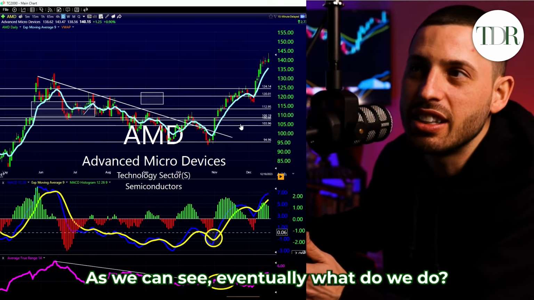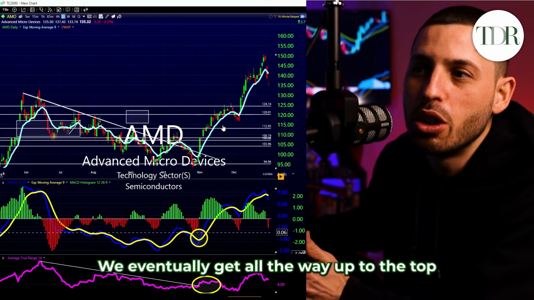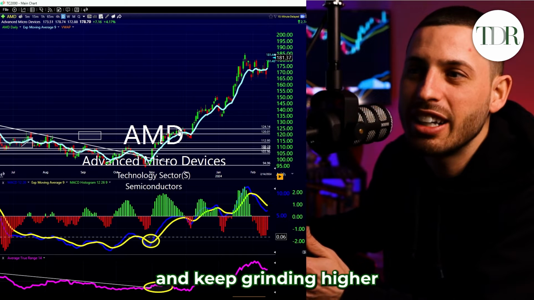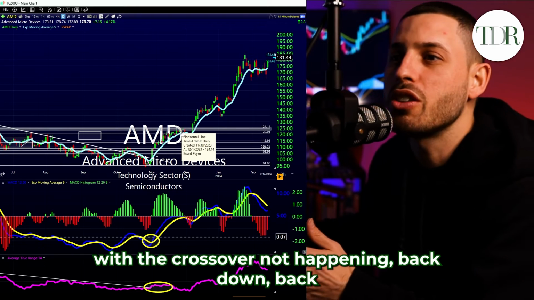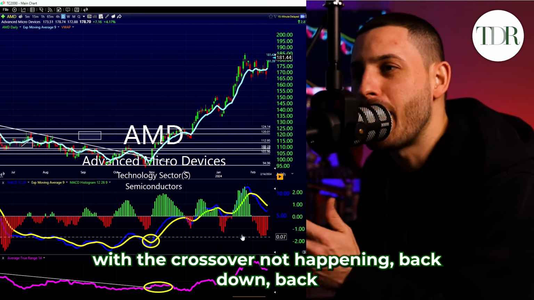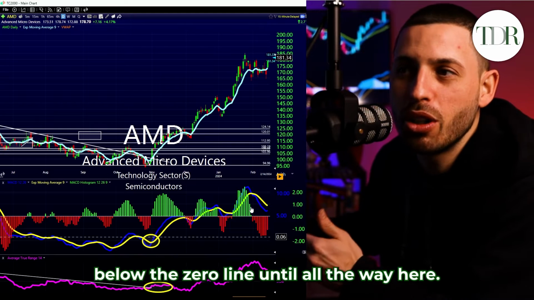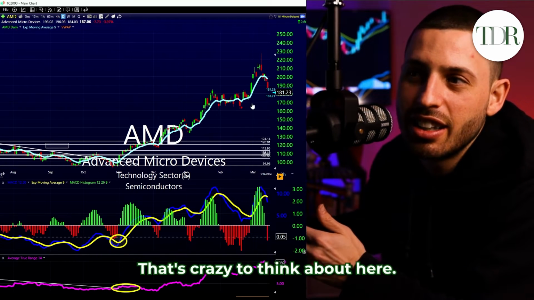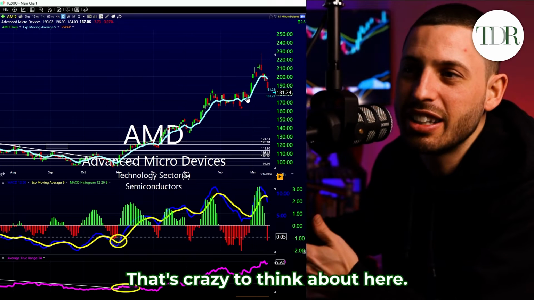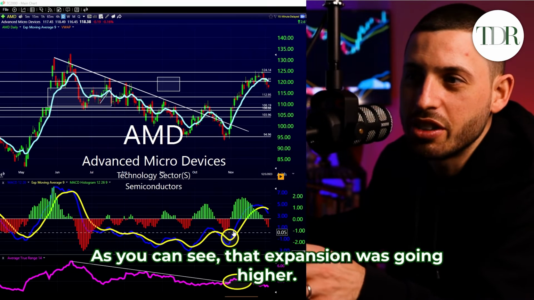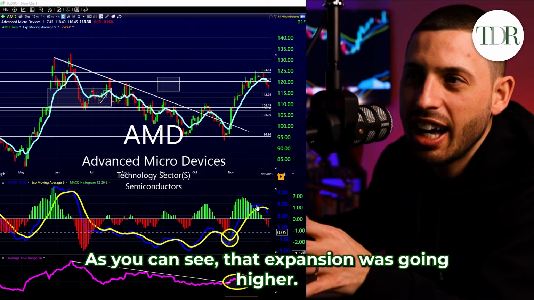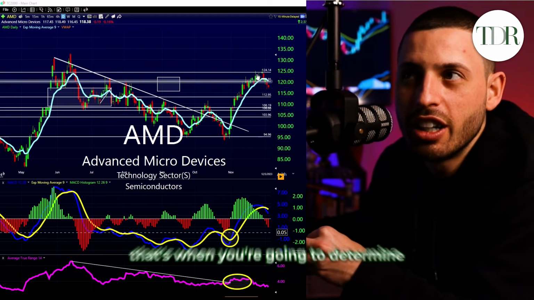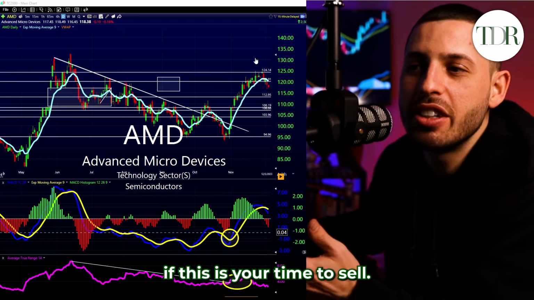As we can see, eventually we get all the way up to the top and keep grinding higher, with the crossover not happening back down, back below the zero line, until all the way here. That's crazy to think about. As you can see, that expansion was going higher. Once we start to see the crossover come back over, that's when you're going to determine if this is your time to sell.